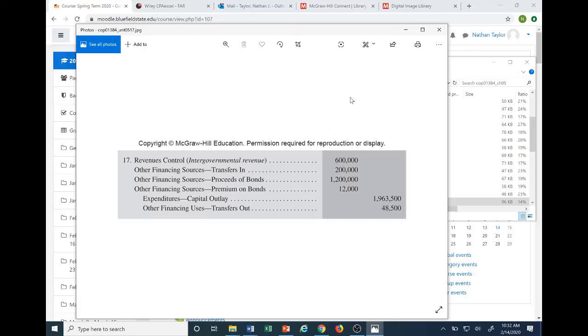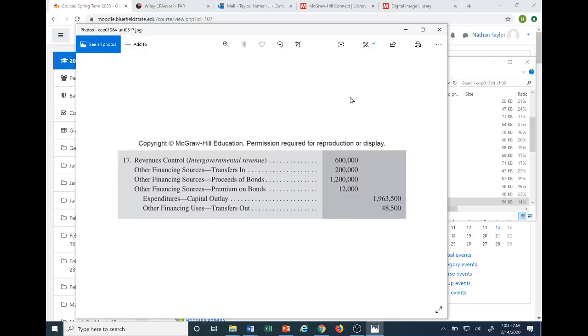So revenues control, intergovernmental revenues, we debit it for 600,000. Remember that was part of the money that was being used to fund it, from the intergovernmental grant. Other financing sources, transfers in of 200,000 from the enterprise fund. Other financing sources, proceeds of bond. Remember it was for 1.2 million. Other financing sources. Remember we had the premium on the bond of 12,000.